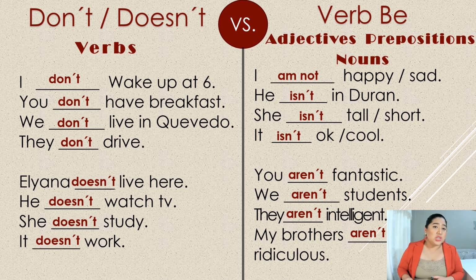But when we don't have a verb in the structure, we need to write a verb. So we use the verb be, in this case in a negative form. I am not happy. He isn't in Duran. You aren't fantastic. They are not ridiculous. Oh, they aren't ridiculous. So that's it. Come on, let's take notes.